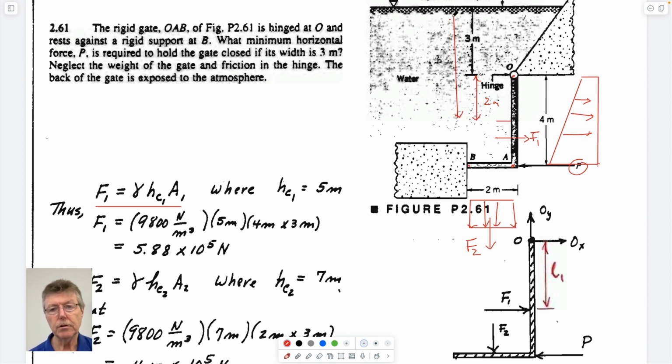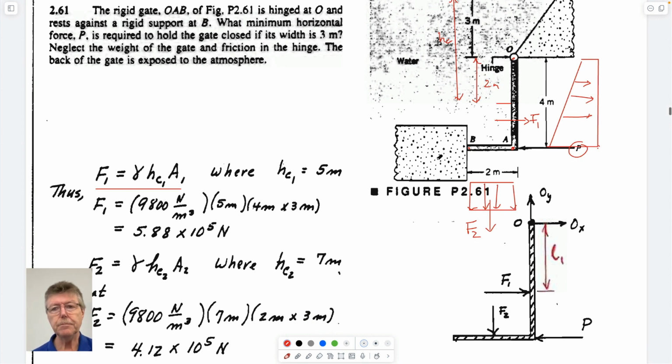So this is what we call H sub c. Can you see it? Is it this dark? Yeah, dark enough to see. So this is going to be 3 plus 2 meters, which is this. Unit weight of water. 3 plus 2 meters is H sub c.